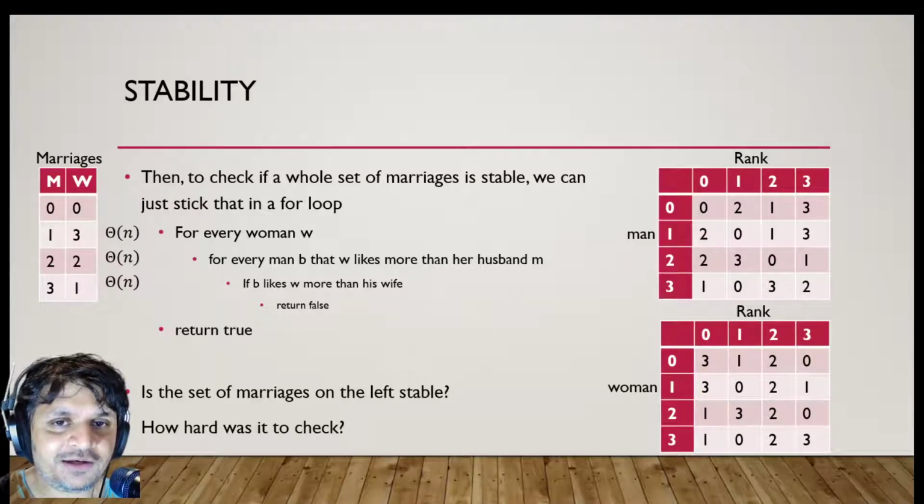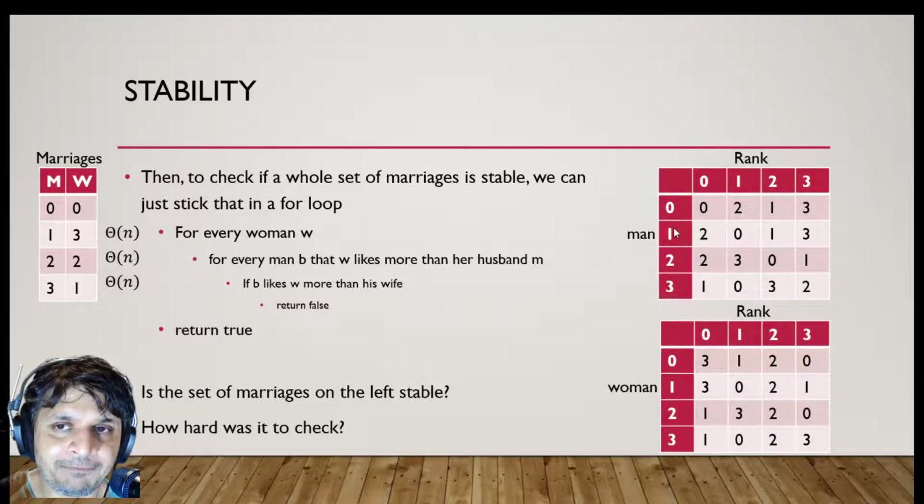Okay. And then if B likes W more than his wife, well, that's the difficult part. So let's say when we were doing this, we were checking whether man 3, for instance, preferred woman naught or his current wife, woman 1. How would we do that? I want you to pause and just think about that. What algorithm would you use? As an example, let's say I was looking at man naught and I wanted to know whether he preferred woman 2 over woman 3 or even woman 1 over woman 3 or something like that. How would I check? Pause for a second and think about it.